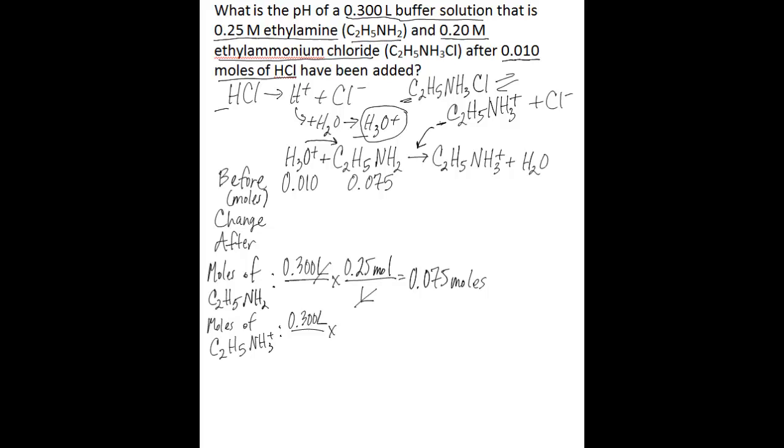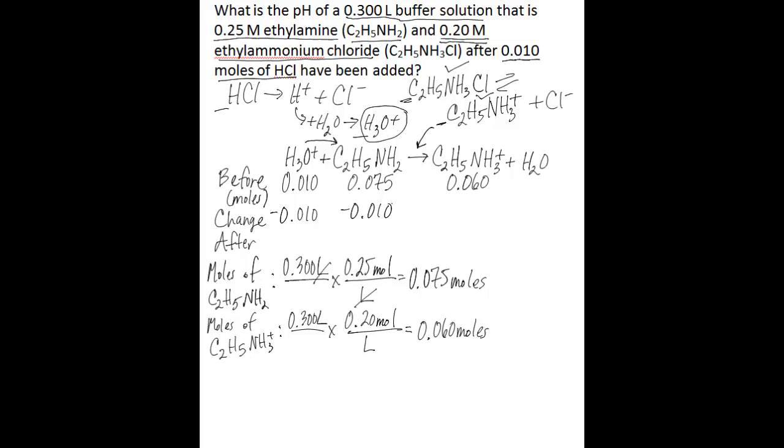So that means if we have 0.20 molar ethyl ammonium chloride, we also have 0.20 molar ethyl ammonium cation. So we can write that 0.20 moles of ethyl ammonium cation per liter. If you do the math, you end up with 0.060 moles. You can put this number in the before row of your table. So there's your first row. So all you need to do here is subtract from each of the reactants the 0.010.